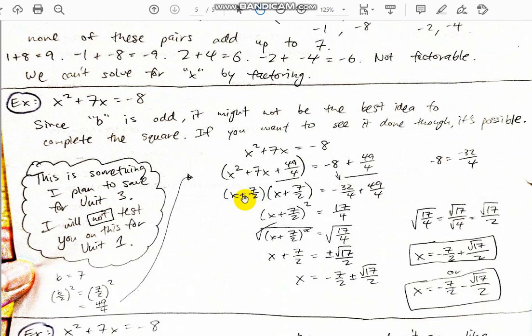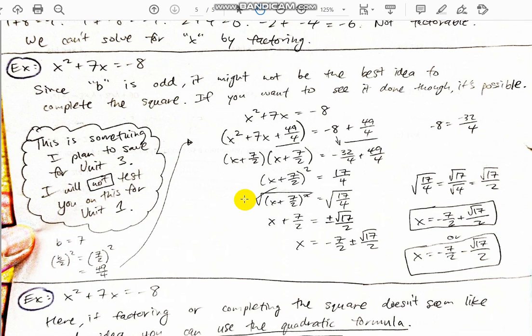You can use completing the square on this. It's just really messy. And actually, this is something I'll save for Unit 3. I won't test you on this for Unit 1. But you could essentially use complete the square. But again, since this b term is odd, I wouldn't recommend using completing the square. Because you're going to get 7 divided by 2, and then 7 divided by 2 squared, 49 over 4. And it even goes over some concepts that I know I haven't described yet.